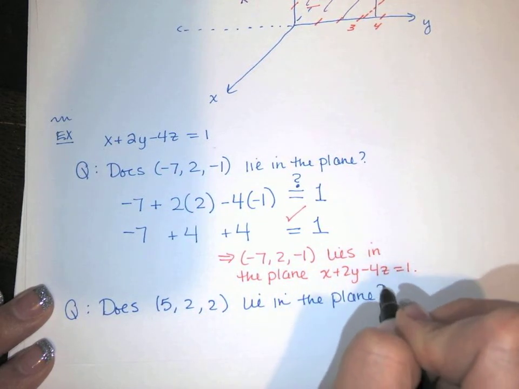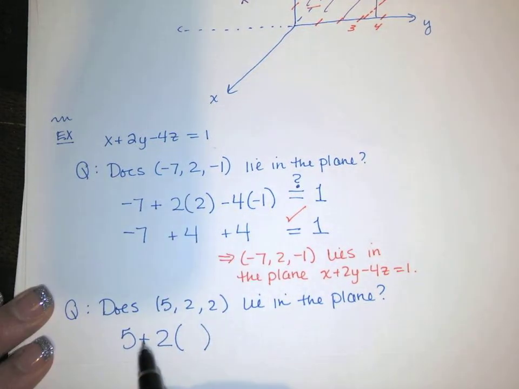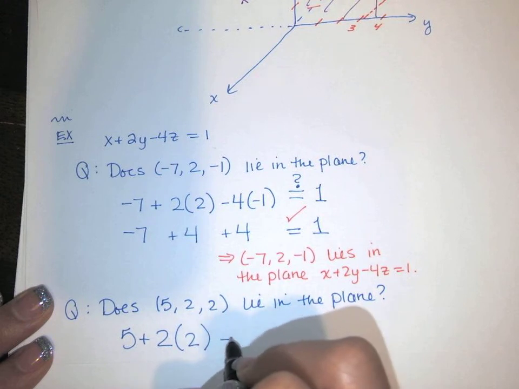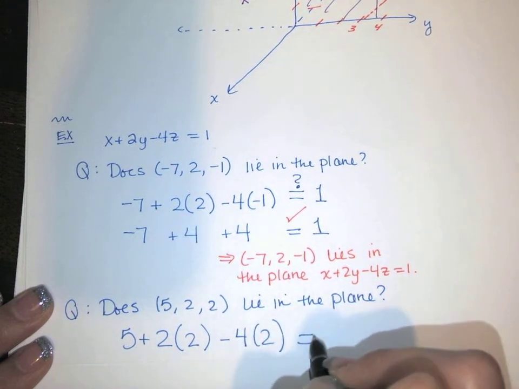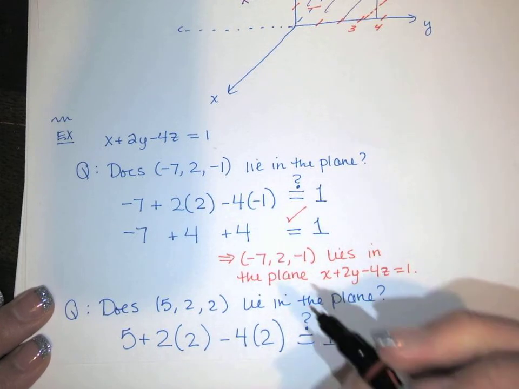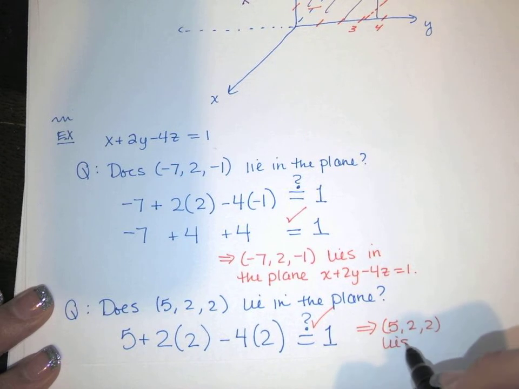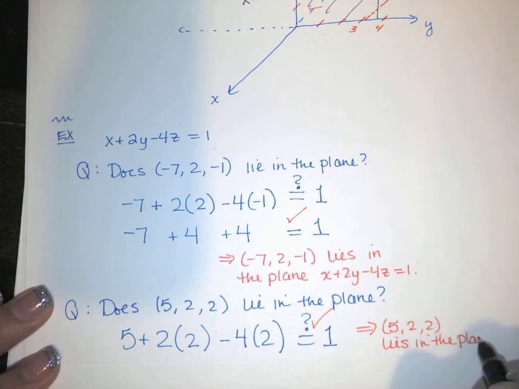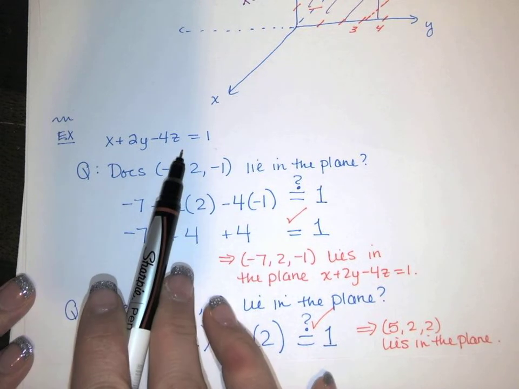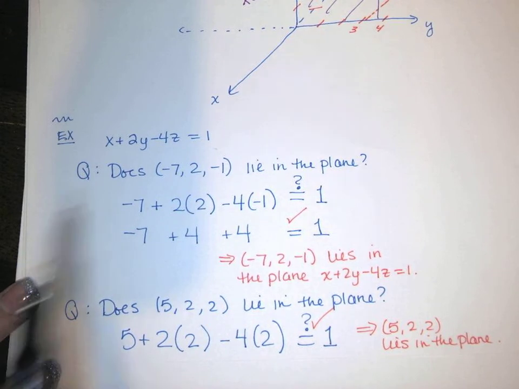Let's see if this one lies in the plane. So substitute in your x. So we have x is 5 plus 2 times y, which is 2, minus 4 times z, which is 2. Question is, is that equal to 1? That's 5 plus 4, that's 9. 9 minus 8, is that equal to 1? Yes. So that one also lies in the plane. How about the origin? Does the origin lie in this plane? If I plug in 0, 0, 0, do I get 1? No. So the origin does not lie in the plane.